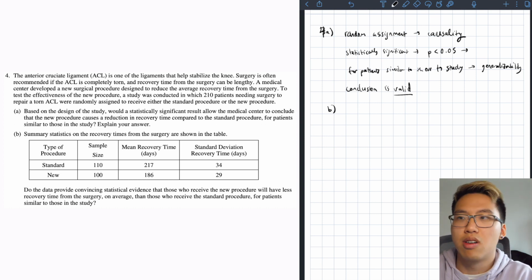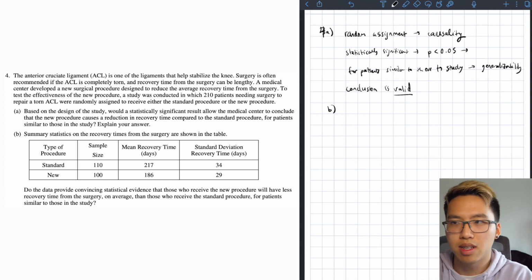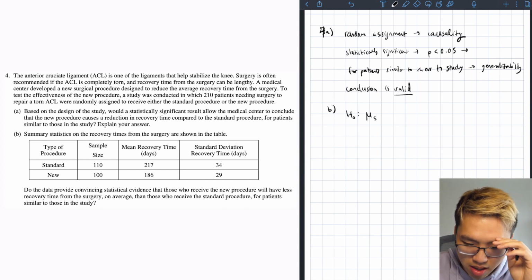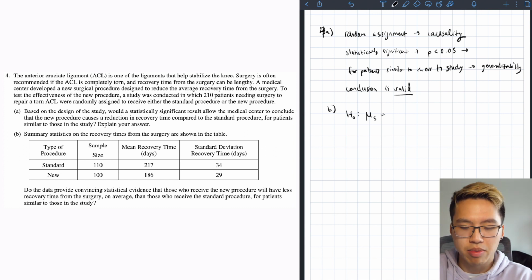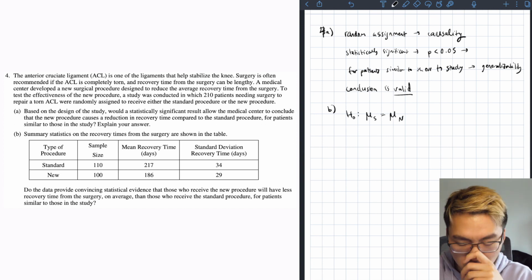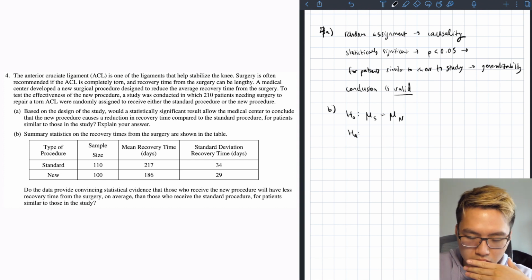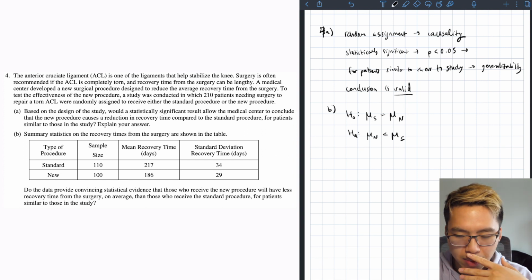So let's go ahead and state our null hypothesis here. I think there's just one. Our null hypothesis is that the mean recovery time for people who receive the standard treatment, let's denote this with the Greek letter mu, should be equal to the mean recovery time for patients who receive this new treatment. In other words, there should be no difference. And the alternative is that we expect the mean recovery time for people who receive the new treatment to be less than the mean recovery time for people who receive the standard treatment.